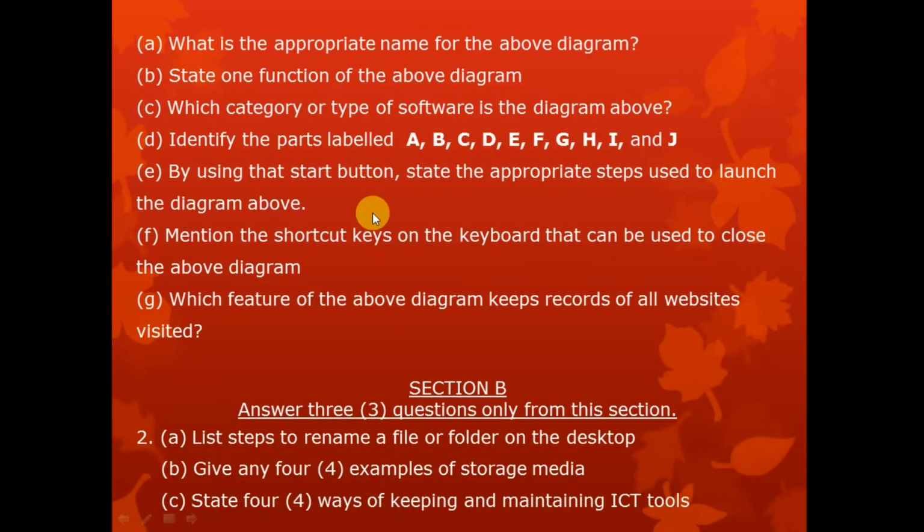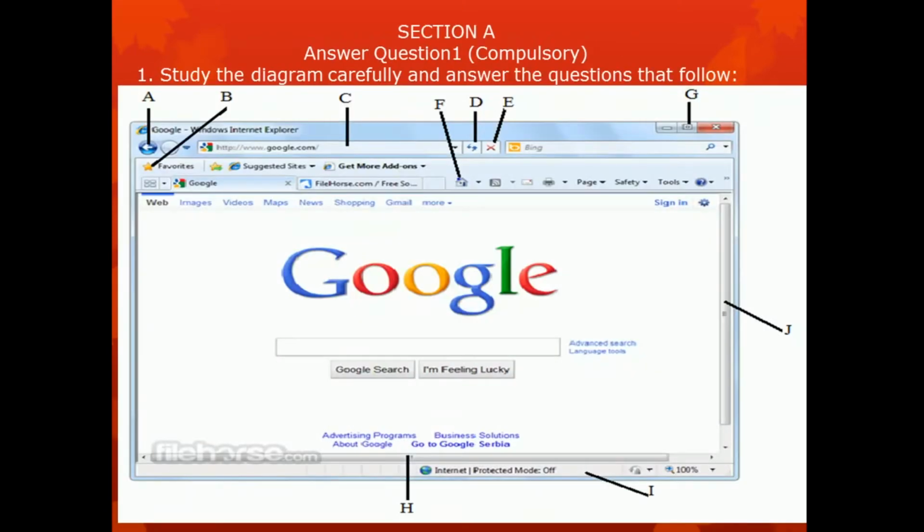D. Identify the parts labeled A, B, C, D, E, F, G, H, I, and J. Good. So let's go back to the diagram while I point to the part labels, then we write them down. Please pay attention. Practical questions are very tricky, but I advise you to pay attention so that if you meet this question in your exams, you'll be able to answer it with ease.